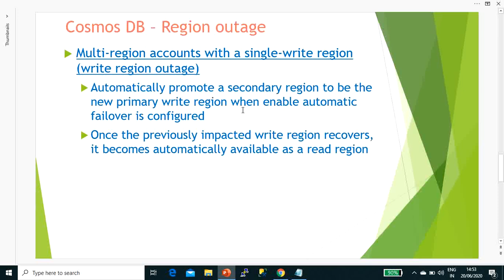Now, once the previously impacted region recovers, it automatically becomes available as a read region. If the failure happened to the Australia East region and we have invoked Singapore as the primary region, then when Australia East recovers, it will not be restored as the write region. It will be taken as a read region. Our primary write region will continue to be Singapore. In case you want to revert back to the Australia East region, which was configured earlier before the failover, then you can do a manual failover, wherein you make Australia East your primary write region.